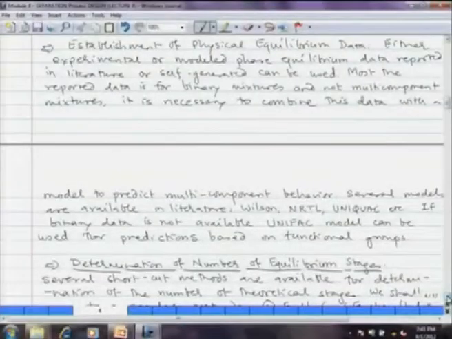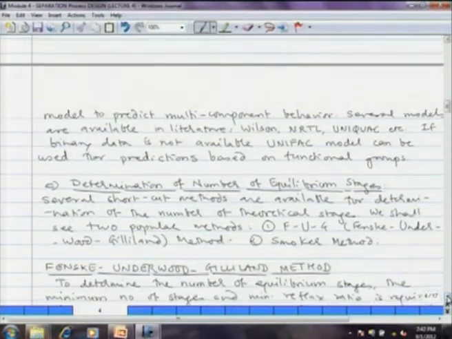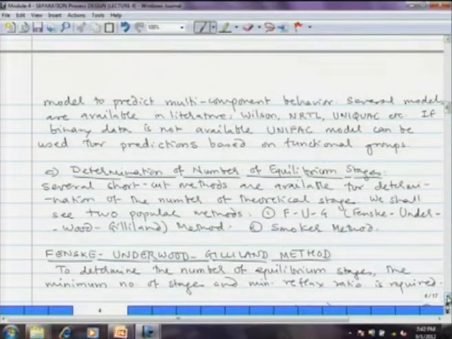Okay. But most of the data that is reported in the journals and handbooks is for binary mixtures and not for multi-component mixtures, and therefore, it is necessary to combine this data with a model to predict the multi-component behavior. Several models are available in the literature like the Wilson model, NRTL model, UNIQUAC model, universal quasi-chemical, and UNIFAC model, which is the most rigorous approach. If the binary data is not available, you can use this model for prediction based on the functional groups that are present in the compounds to be separated.